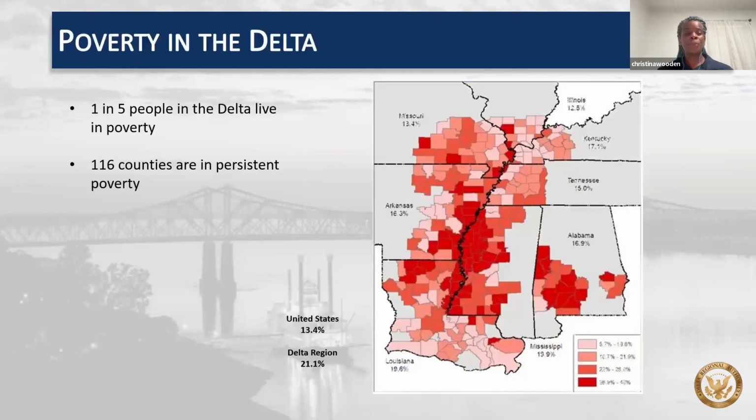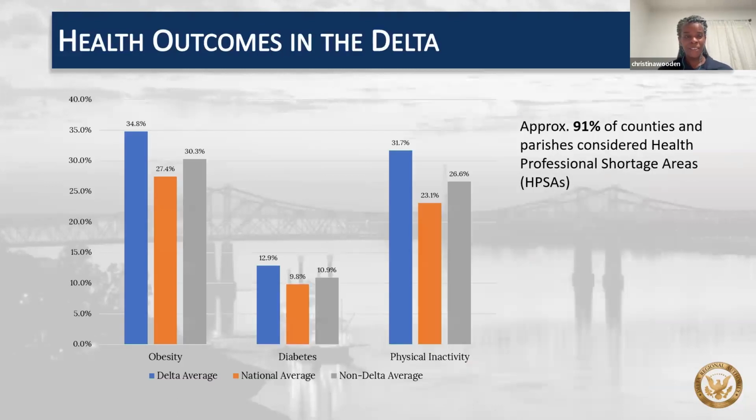1 in 5 people in the Delta live in poverty, and 116 counties within our footprint are deemed as persistent poverty areas. So the redder the area that's highlighted, the greater the level of poverty. And of course, we cover those 7 states plus the Alabama Black Belt. Health outcomes in the Delta.